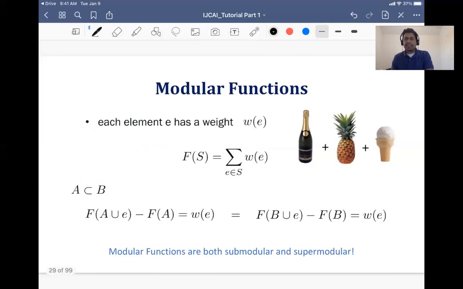Next, a set function is modular if the gain of adding an element e to the set A is independent of the set A, right? It just depends on e. So it is equal to f of e.